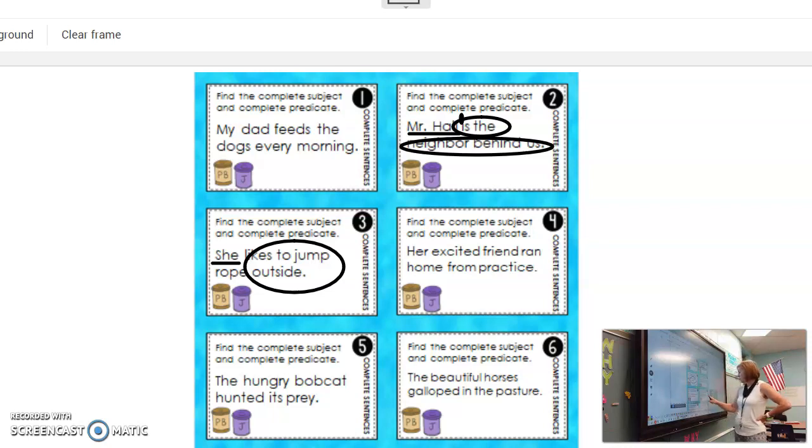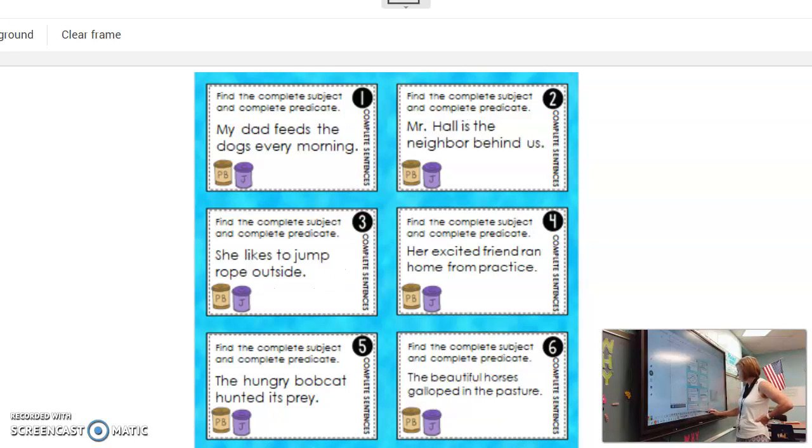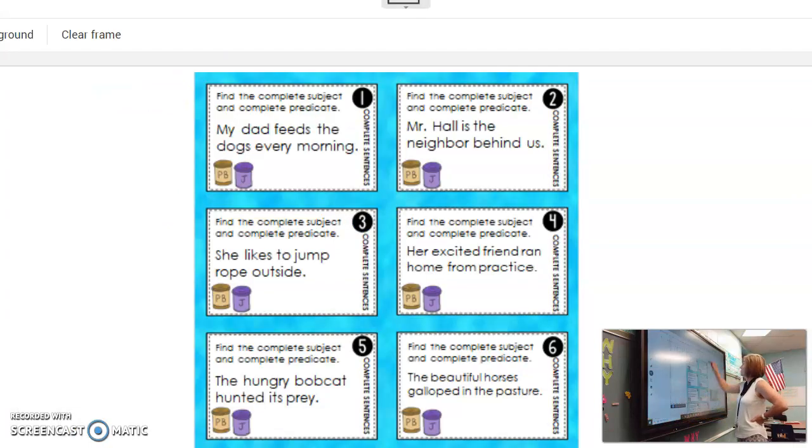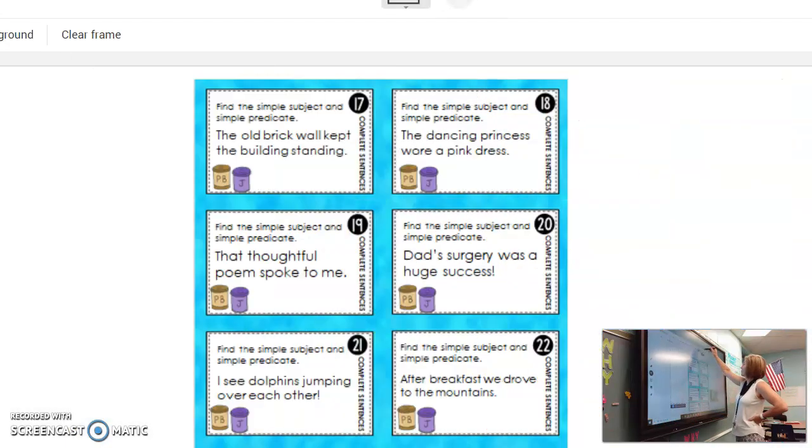Okay. Let's skip down here. The beautiful horses galloped in the pasture. My subject is the beautiful horses, and my predicate is galloped in the pasture. All right, so I hope subject and predicate makes sense. There's a bunch of little activities here for you that you can use to practice this. Now we're going to jump on to the next skill.